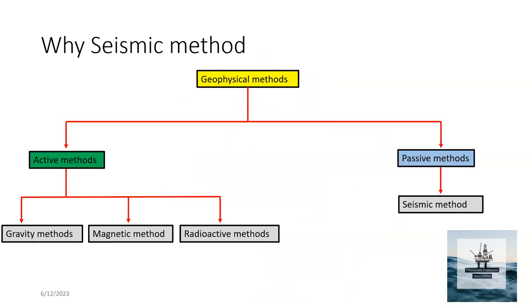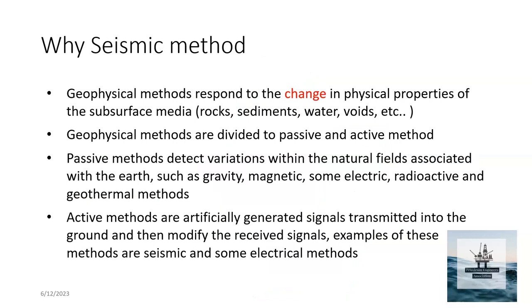The geophysical methods are mainly divided into two main parts, the passive methods and the active methods. Passive methods like gravity, magnetic, radioactive, and the active methods, one of them is the seismic method. The geophysical methods respond to changes in physical properties of the subsurface media. The passive methods detect variation within the natural fields associated with the Earth, such as gravity, magnetic, and some electric, radioactive, and geothermal methods. The active methods are artificially generated signals transmitted into the ground, and then the modified received signal is recorded, like the seismic method.